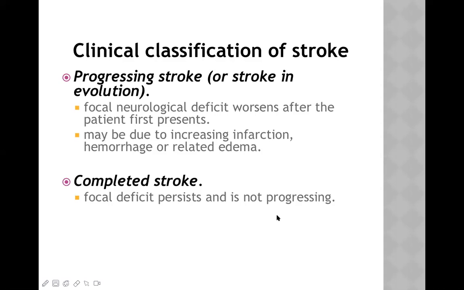And the last one is a completed stroke right from the beginning. This is a complete type of stroke, and there the focal neurological deficit persists and is not progressing anymore because it is already complete. This is the most severe type of stroke. So this is called clinical classification, how the patient manifests in the hospital. Accordingly, we have classified stroke.